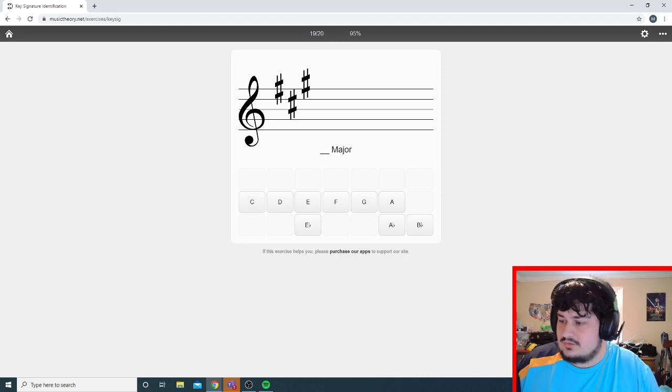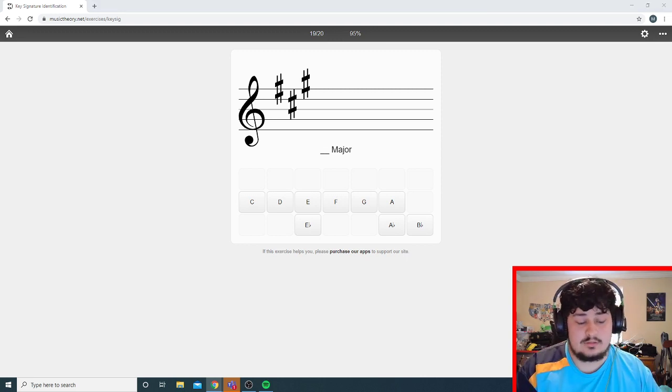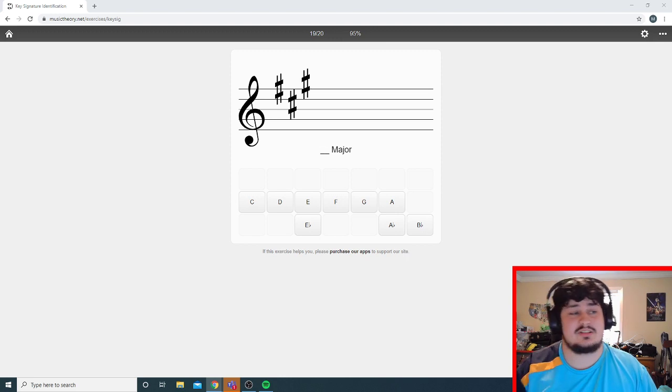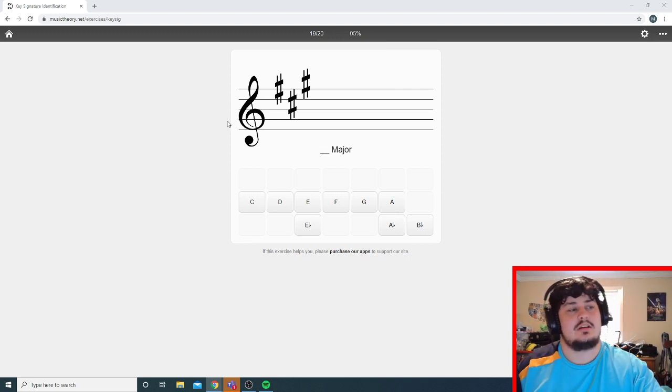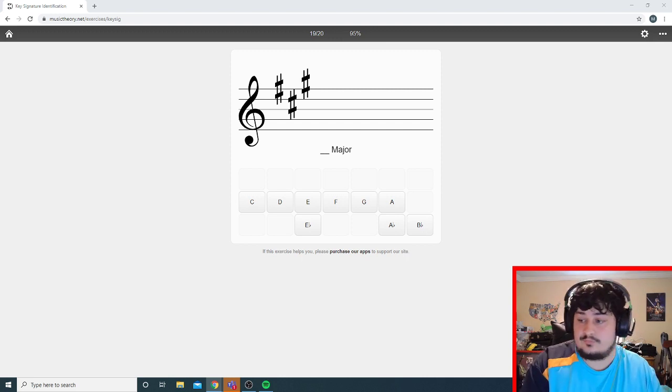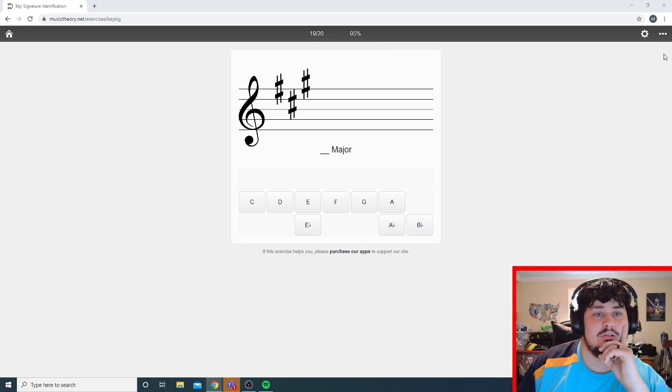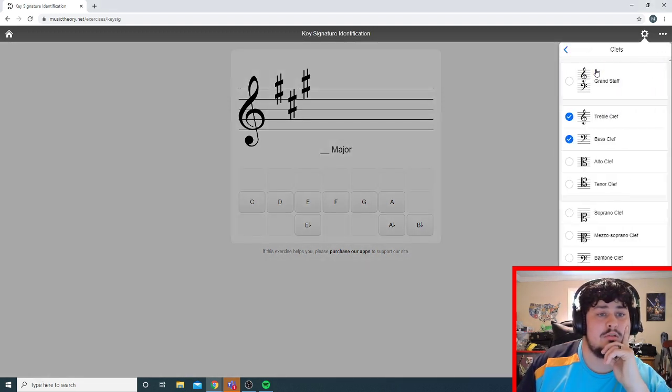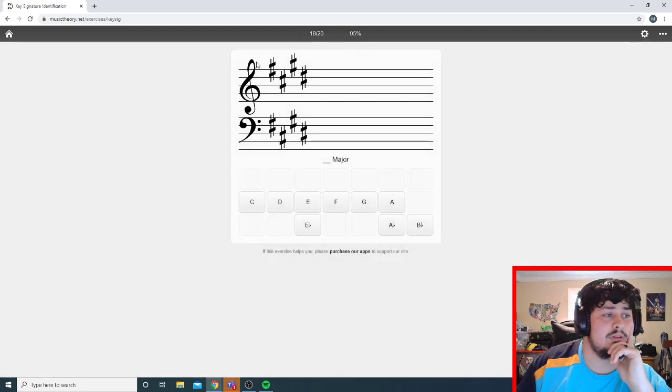No, the different clefs do not affect anything. They are actually exactly the same. So I can put a treble clef up with a bass clef. Let me actually do that really quick. Let me add the grand staff.